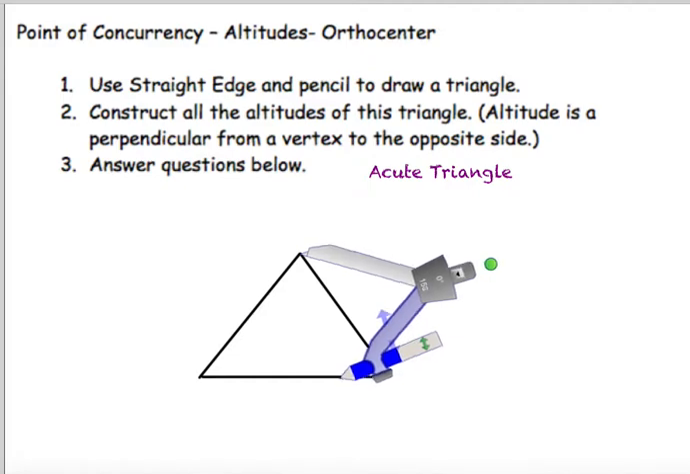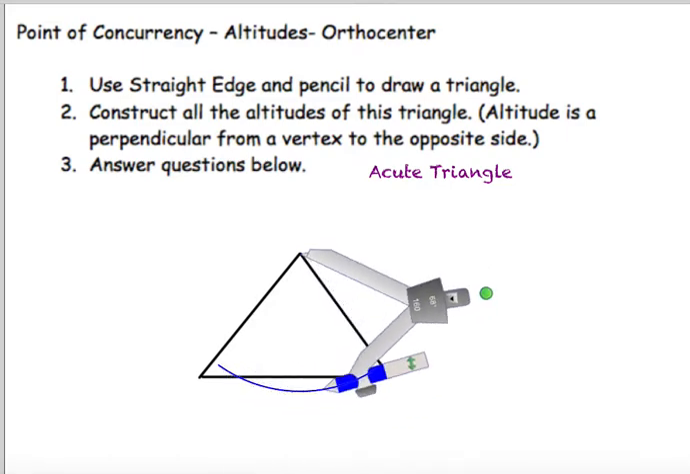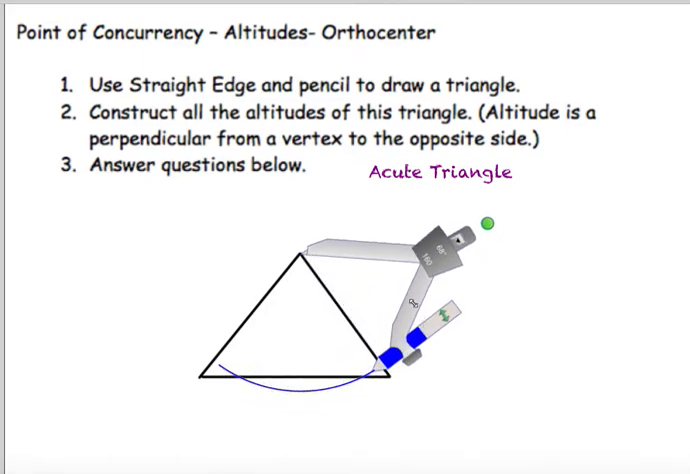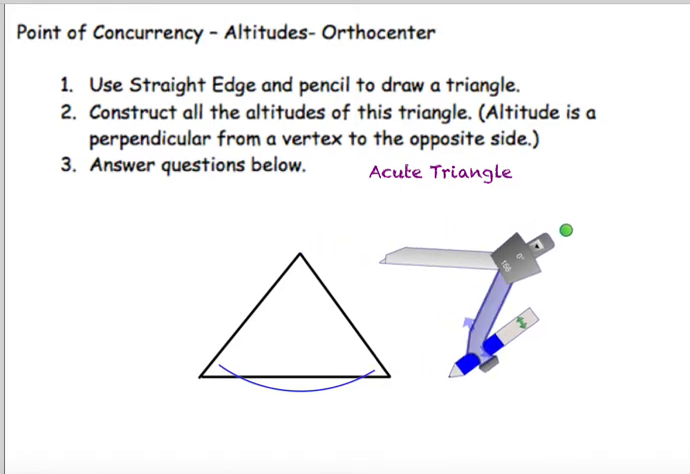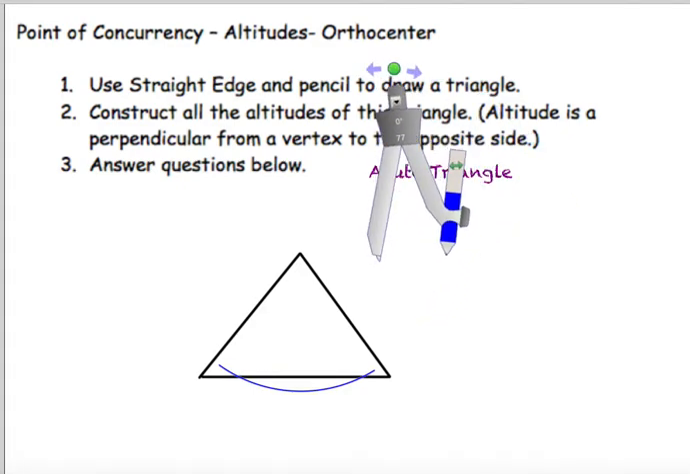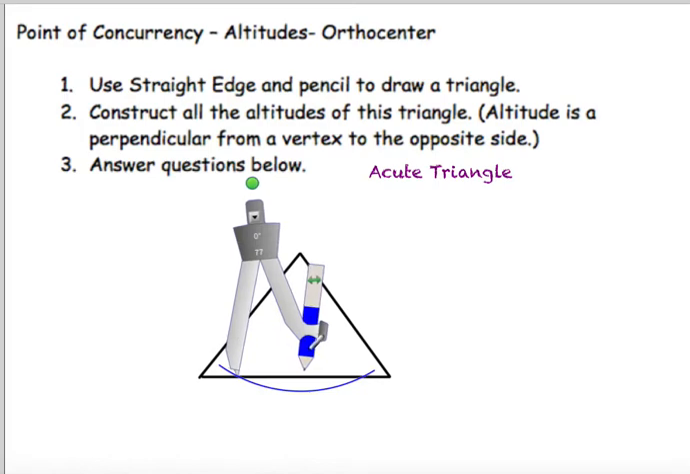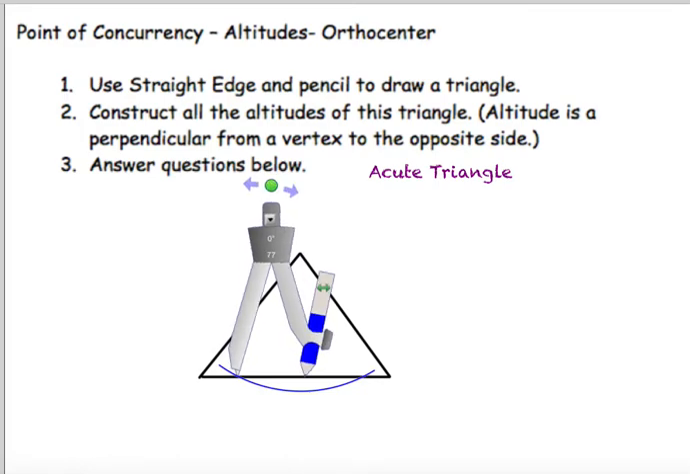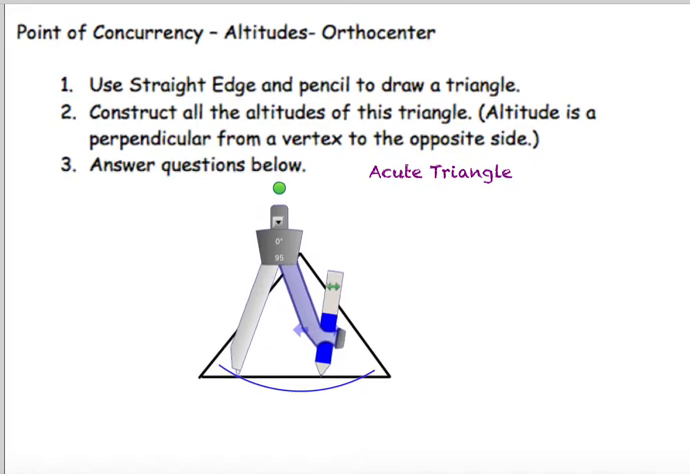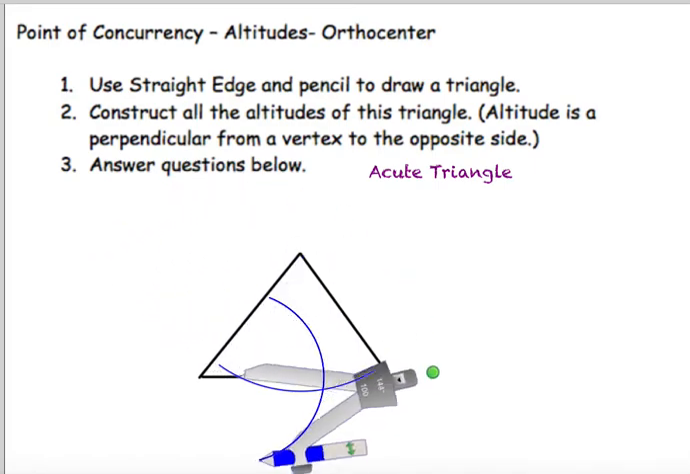So I'm having to make this wide enough where it will cross the side two times to create that segment that we need to bisect. So now I need to go from each of these intersections on this side. I need to be more than halfway and do a perpendicular bisector.